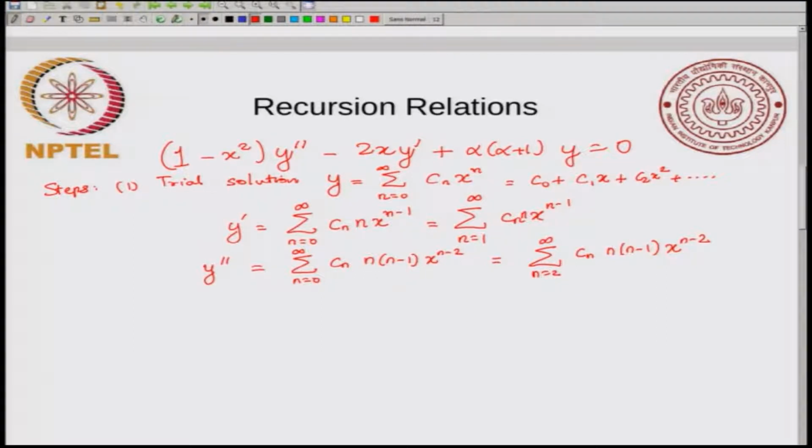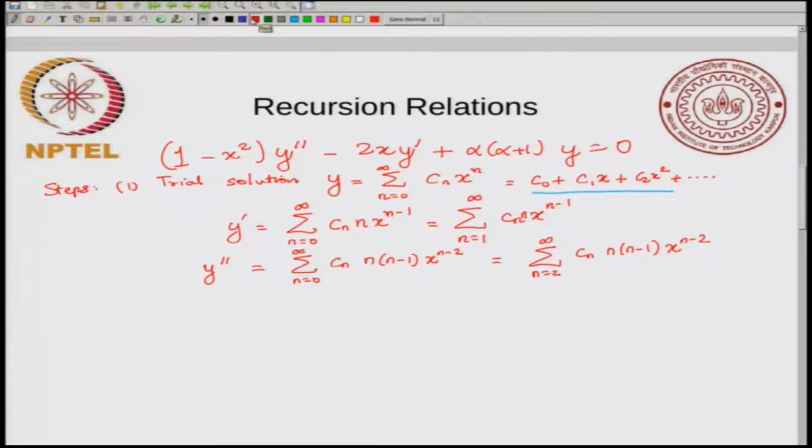Okay. And if you look at the form of y, when you take the derivative, obviously the constant term will give you 0 derivative. So, therefore you will not have a constant term. The C 0 term, the n equal to 0 term, will not contribute to the derivative. When you take a second derivative, both the first two terms will go out, they will not contribute. So, therefore, the contributions start from C 2 onwards.